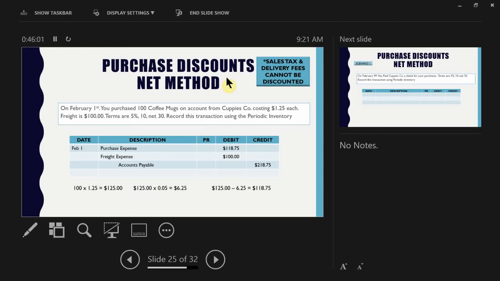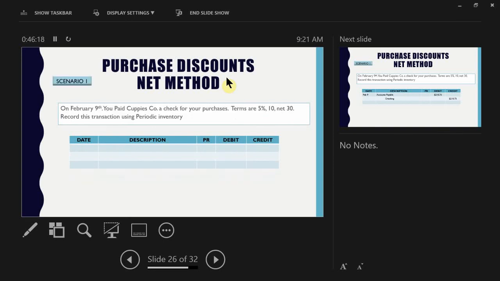So that's the difference between the net method and the gross method. One is we understand what the terms are and we just discount it right away. No account is needed. You don't need a purchase discount. And then when the day happens and you actually pay on time, then you just pay for whatever you originally wrote your amount for. Okay, that's the difference.